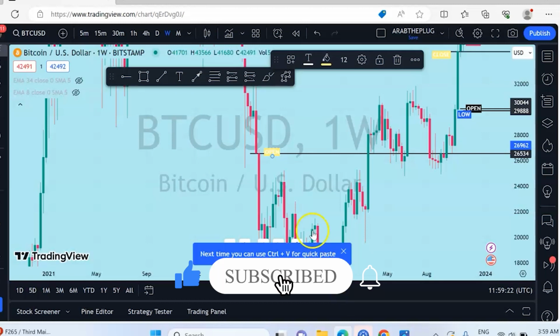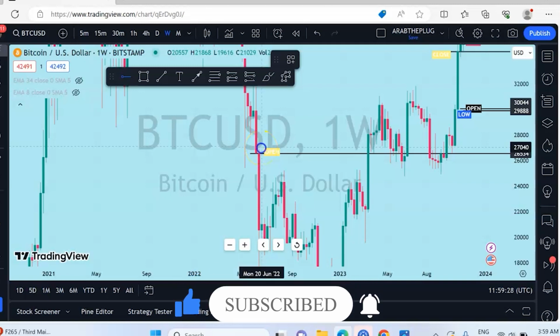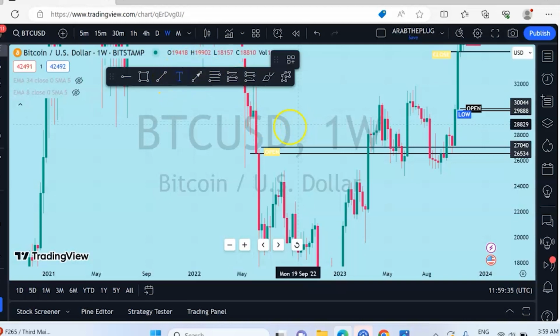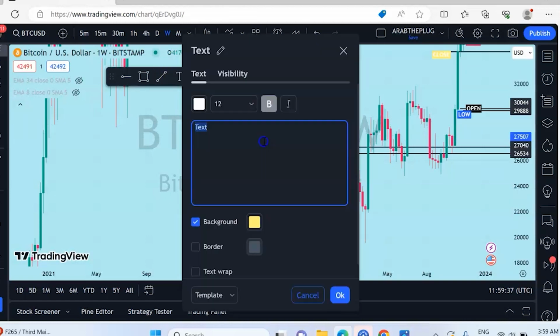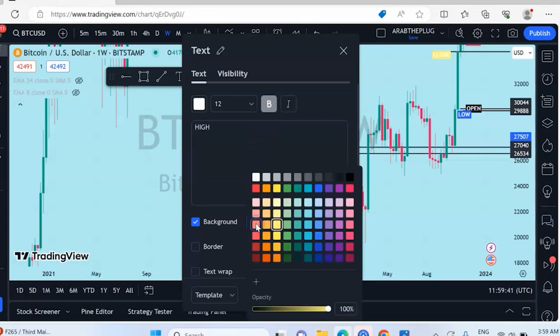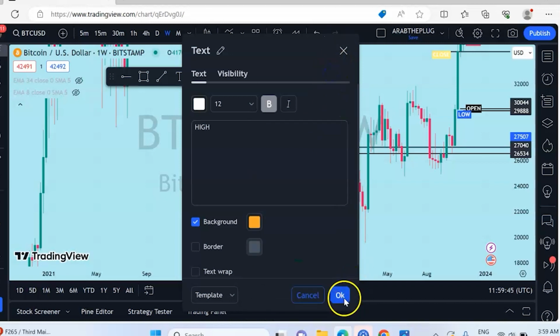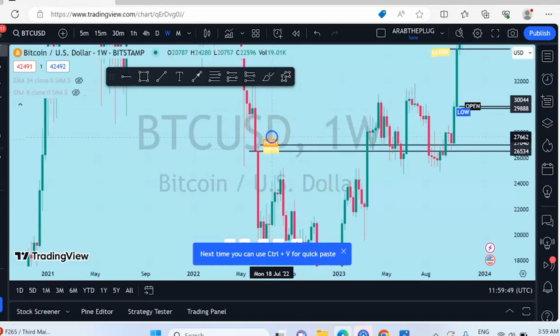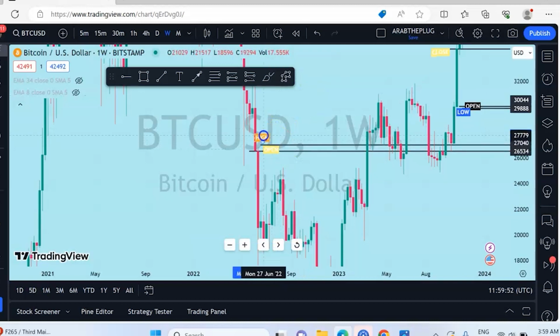Perfect. Then when it opened here, it went up a little bit and touched this particular point at $27,040 per Bitcoin. So that is the high of the candle. That is the highest point it touched. We call it the high. Let's give it a different color. Alright, so that is the high. Let me just try to move it a little bit.